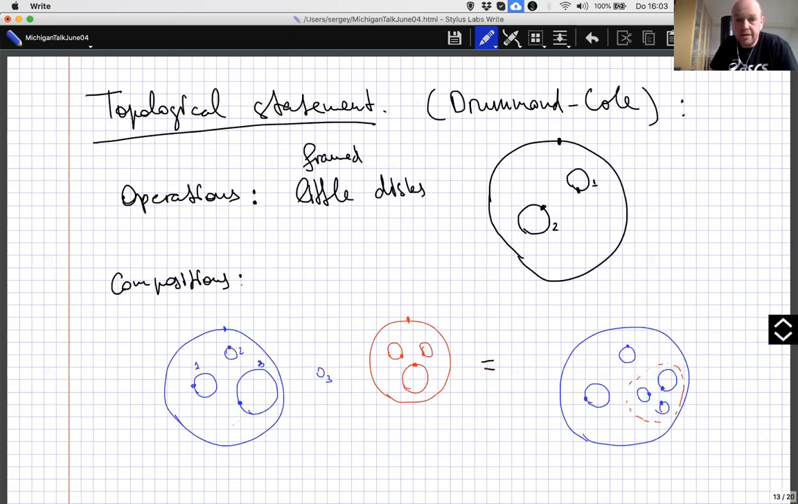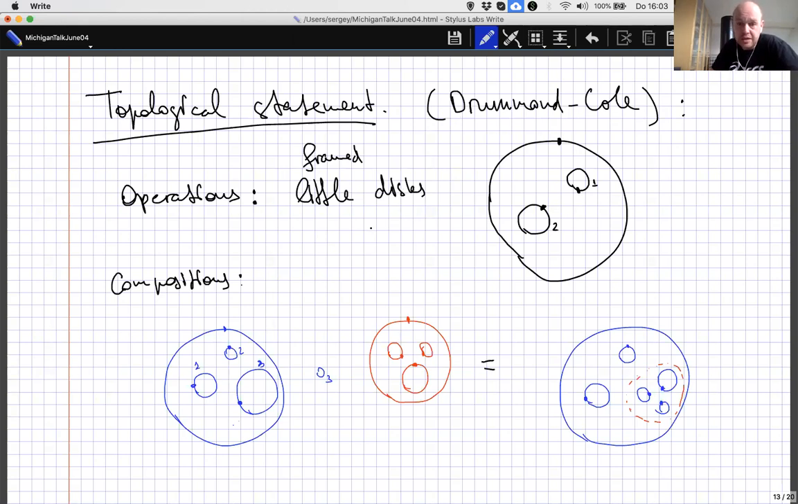Good. So now I want to show you some topological statement, right? Because I promised that I would have some framed little disks, well, or both. So I want to show you some topological statement, analogous to what I just said. This statement is due to Drummond-Cole.